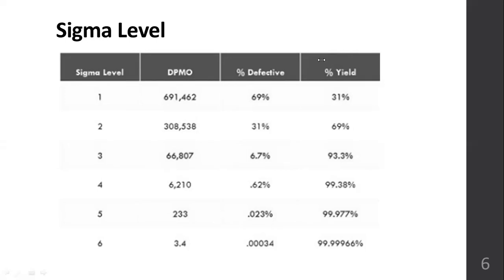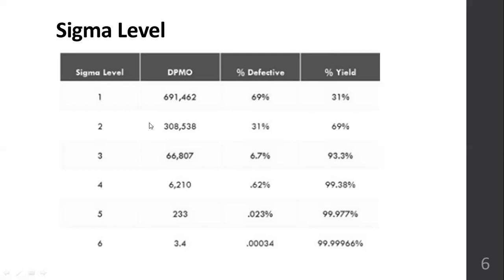So, let's say your hospital is giving service to 10 lakh cases in a month, or let's say in a year. But out of 10 lakh, 691,000 times defective service was given. Which means, if you put it into percentage, 69% of the service that you gave to your clients was defective. It was not of good quality. And only 31% of the time you gave good quality service. So that is one sigma level.